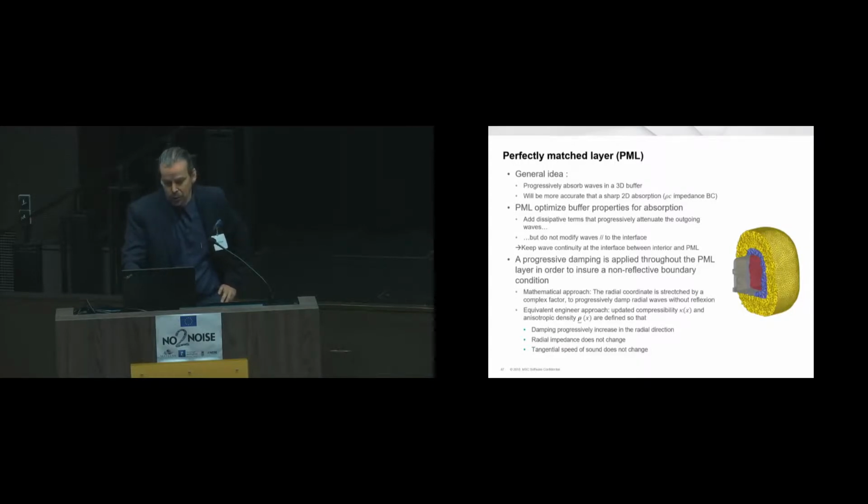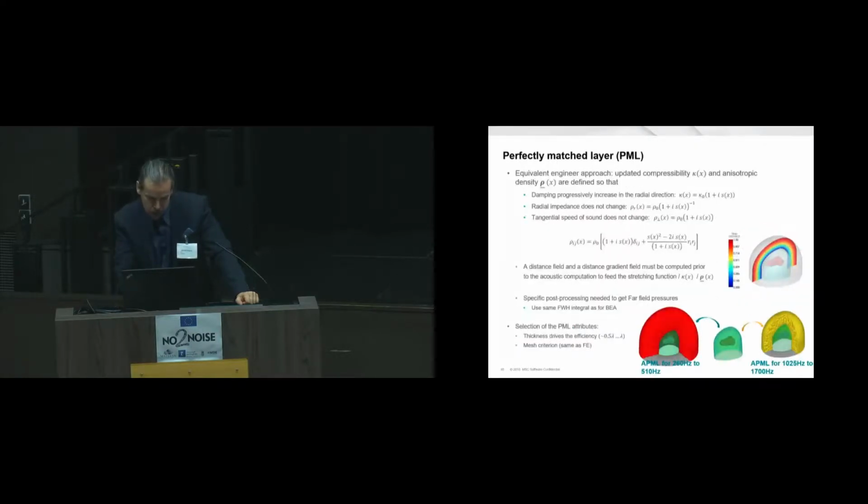And we would like to increase damping progressively, but not change the radial impedance, because abrupt change in impedance is what is causing wave reflection. And we don't want to change the tangential speed of sound either, because this would change the way tangential waves propagate. So how to do that? Well, the bulk modulus is a scalar. So if you want to increase the damping progressively, you just add some imaginary part to it, but increase it progressively when you go away from the finite element region.